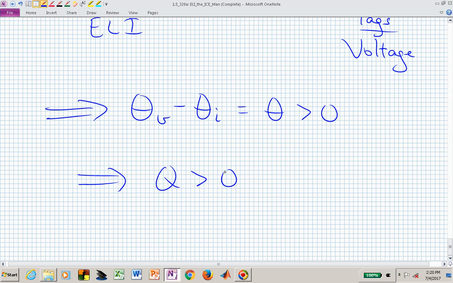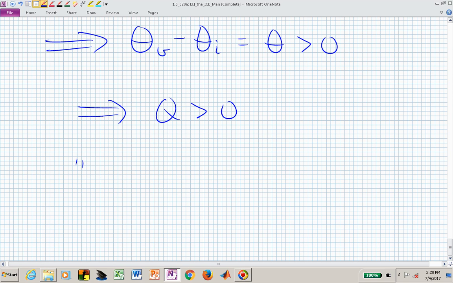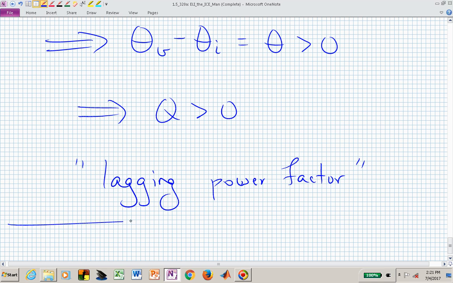We have Q as positive or non-negative, and we now say that to keep track of that, we can't just say a power factor because that's associated with the cosine, and the cosine will eliminate a sine when we take the cosine of an angle. So now we want to call that a lagging power factor.